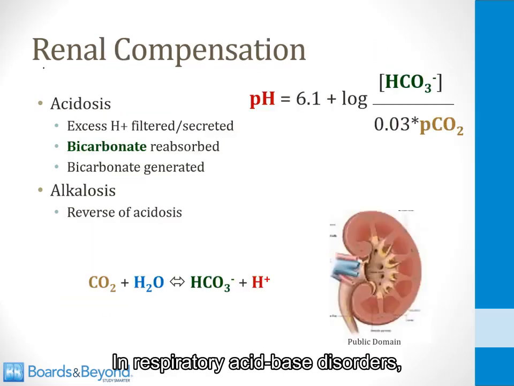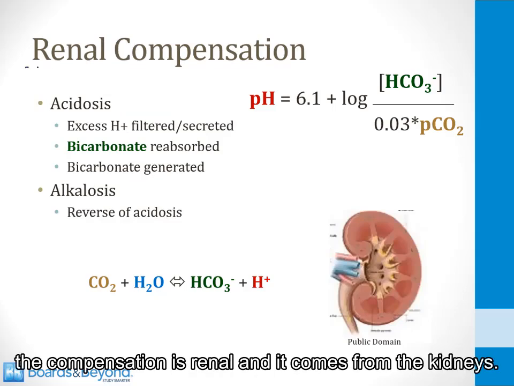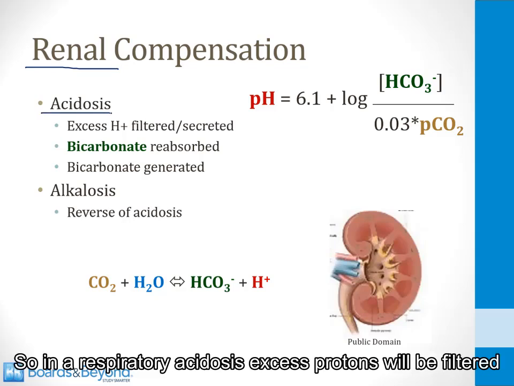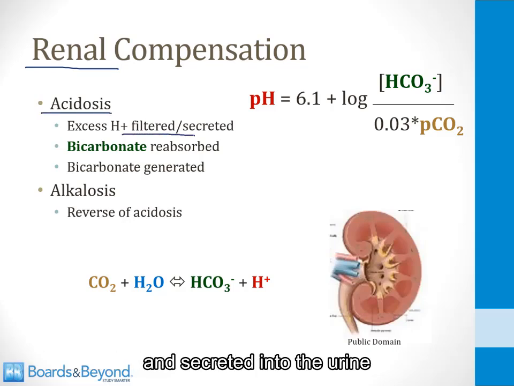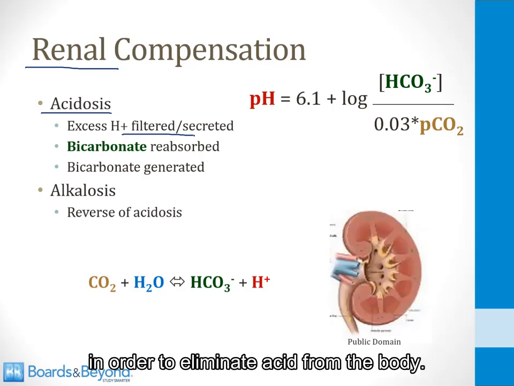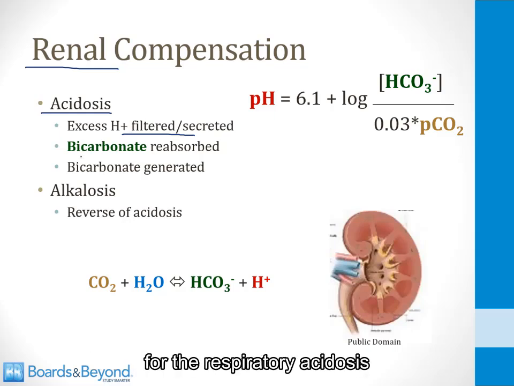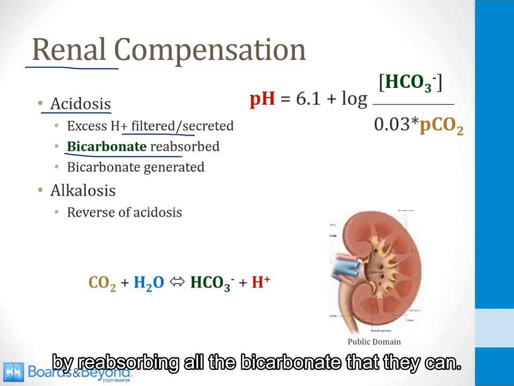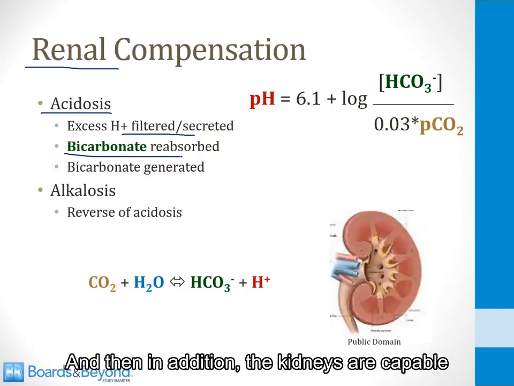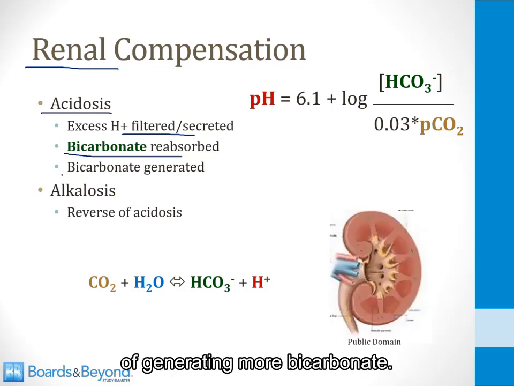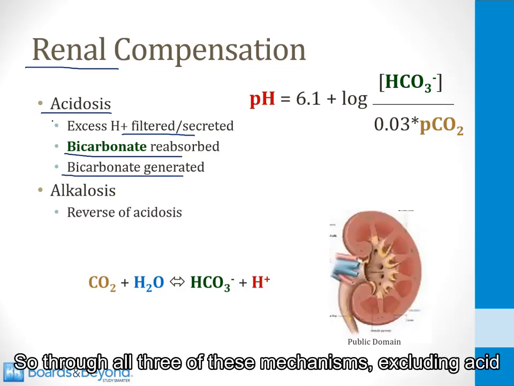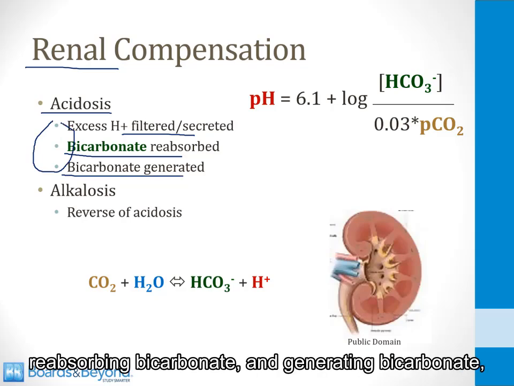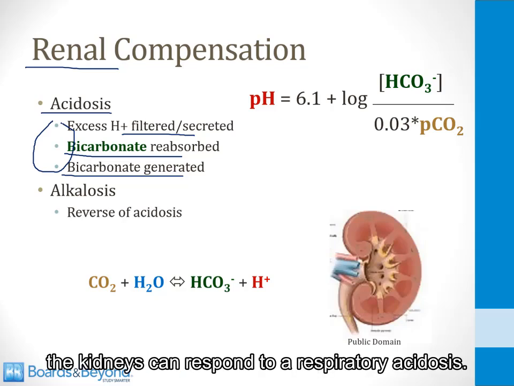In respiratory acid-base disorders, the compensation is renal, and it comes from the kidneys. So in a respiratory acidosis, excess protons will be filtered and secreted into the urine in order to eliminate acid from the body. In addition, the kidneys will compensate for the respiratory acidosis by reabsorbing all the bicarbonate that they can. And then in addition, the kidneys are capable of generating more bicarbonate. So through all three of these mechanisms, excreting acid, reabsorbing bicarbonate, and generating bicarbonate, the kidneys can respond to a respiratory acidosis.